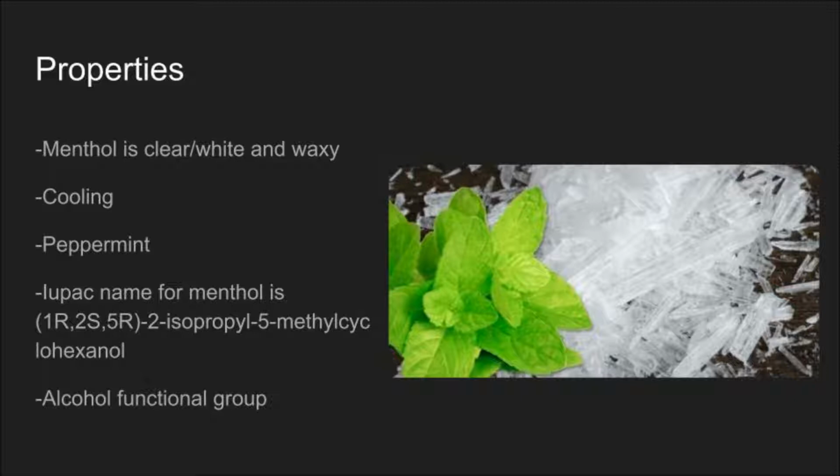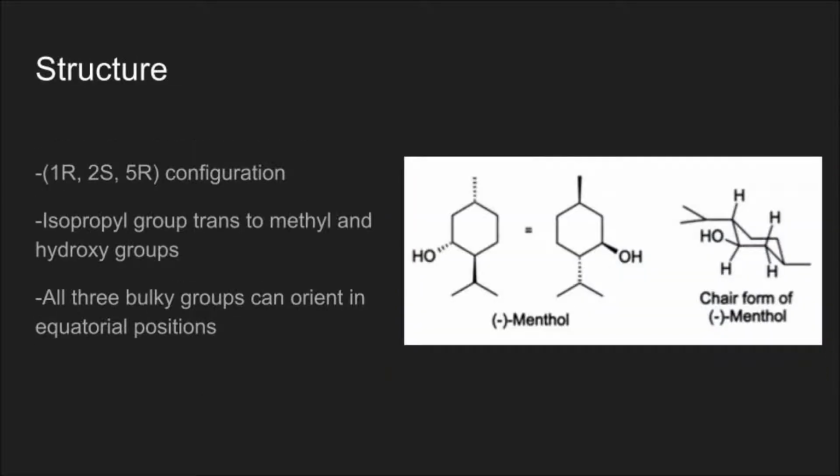The IUPAC name for menthol is (1R,2S,5R)-2-isopropyl-5-methylcyclohexanol. In total, menthol has 8 stereoisomers. This means it has 4 sets of enantiomers. The naturally occurring form of menthol is shown in the bottom left-hand corner.